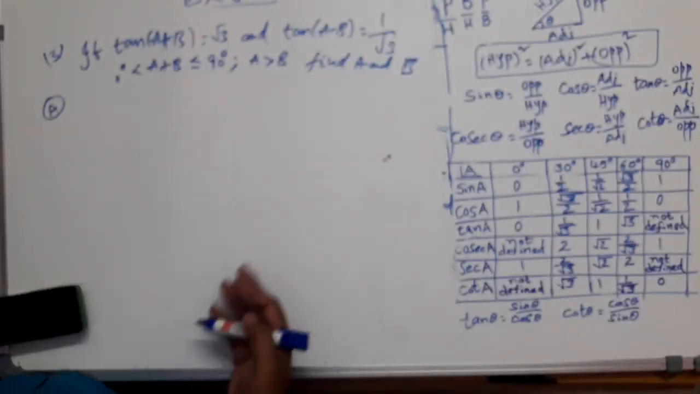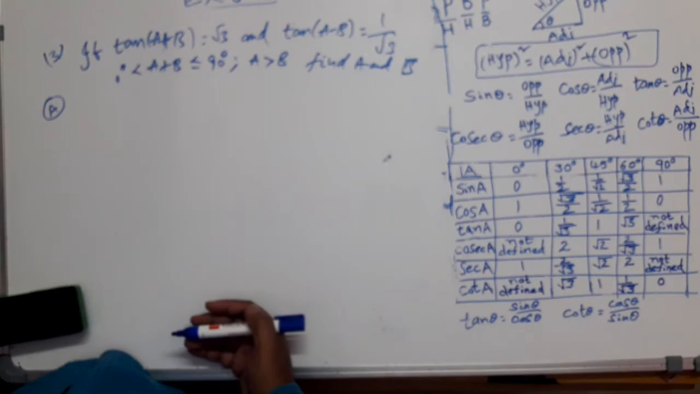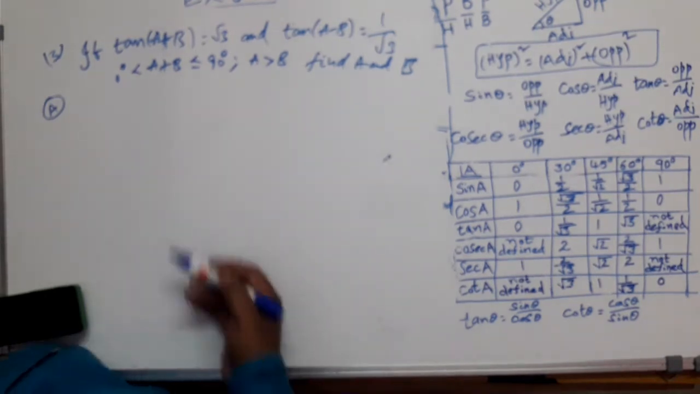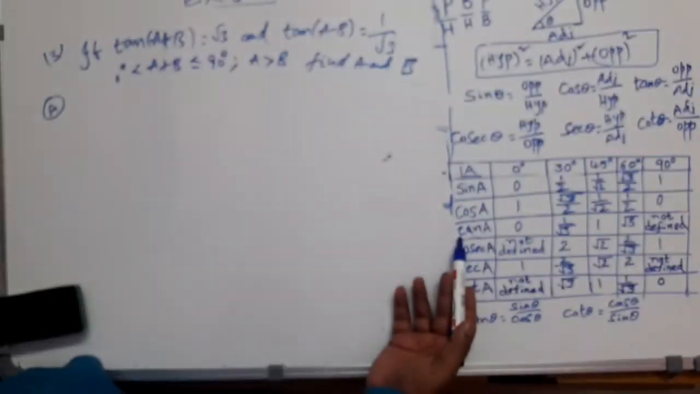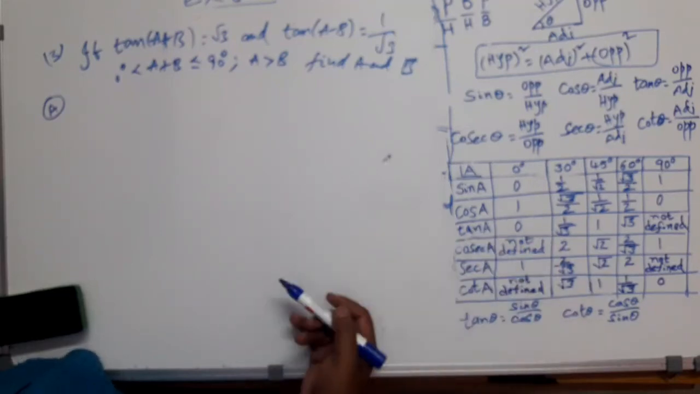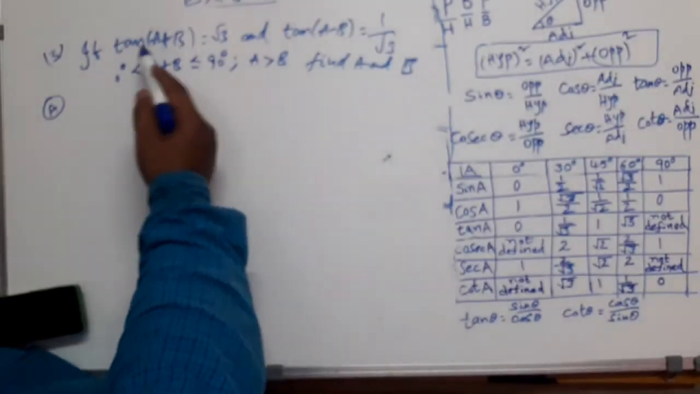So A and B are angles. Let us see. From the table, we know the values of the 6 trigonometric ratios for specified angles. I remember the tan values also, because many questions will come across tan values for these ratios. Tan 0 degrees is 0, tan 30 degrees is 1 by root 3, tan 45 degrees is 1, tan 60 degrees is root 3, tan 90 degrees is not defined. I am seeing this tan of something is root 3. From the table, root 3 is at 60 degrees. Tan 60 degrees is giving me root 3.